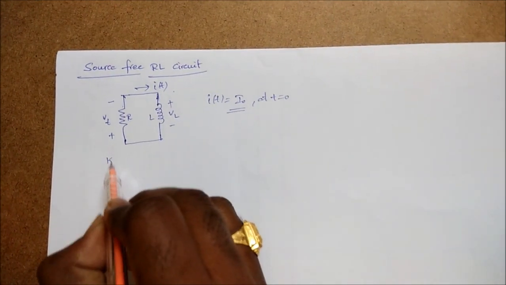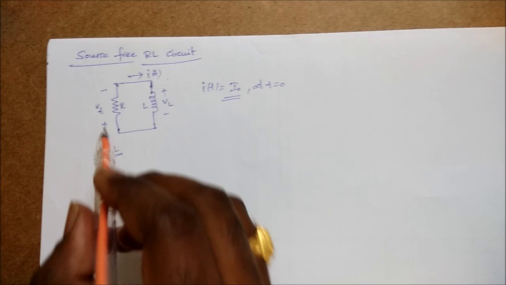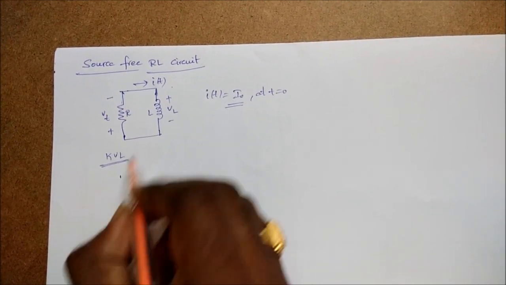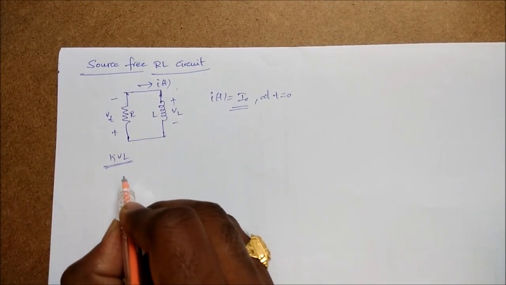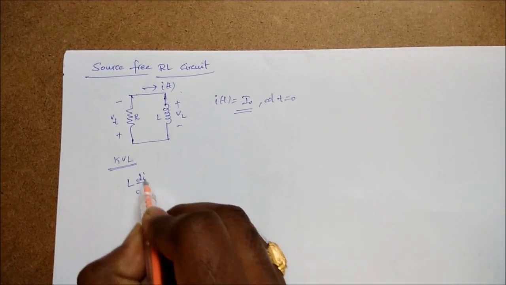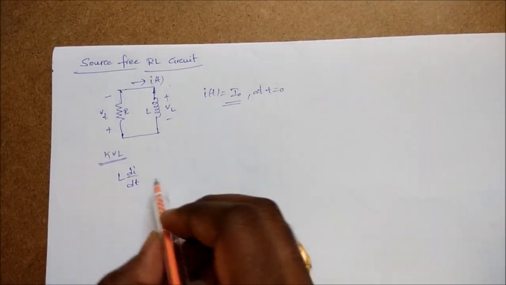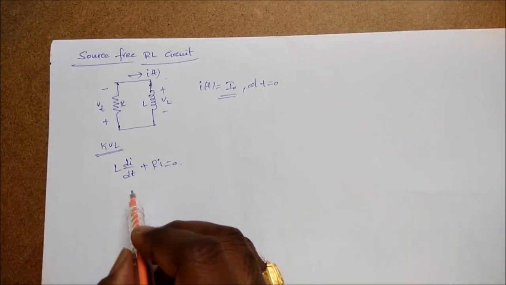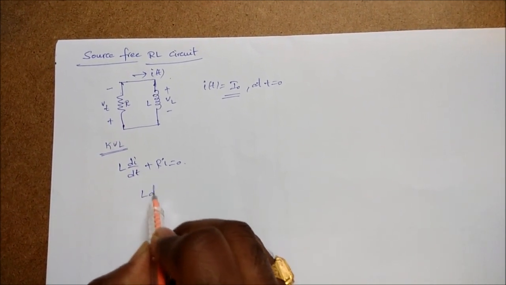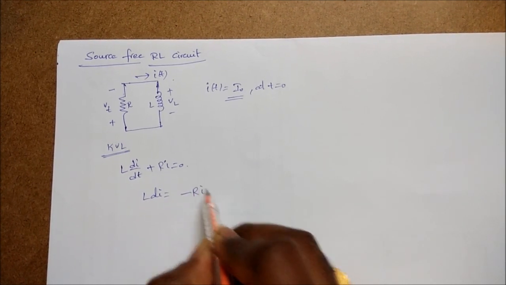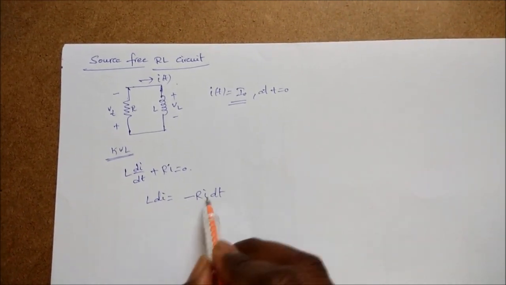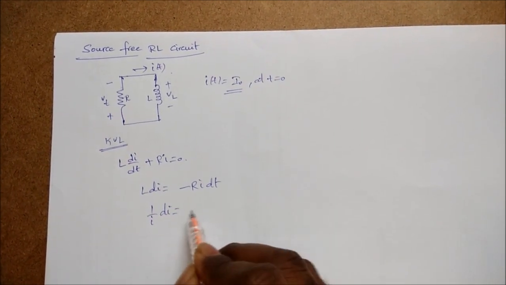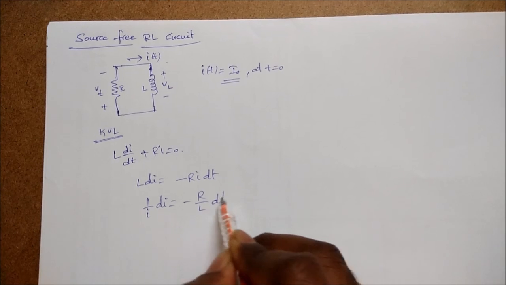Now by applying KVL, let us write like this. The voltage across L is L di by dt, where I is a function of time. L di by dt plus Ri is equal to 0. Now L di is equal to minus Ri dt. Let us bring I here: 1 by I di is equal to minus R by L into dt.